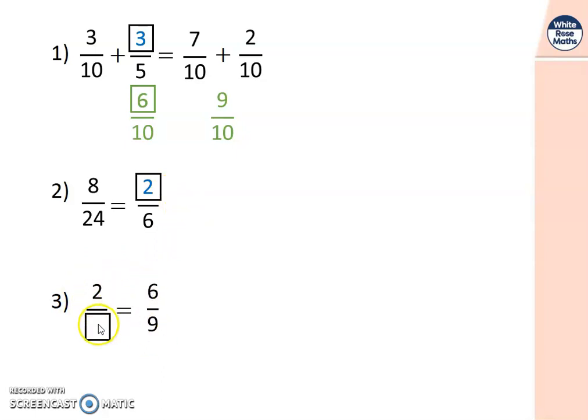Moving on to number 3. 6/9 is equal to 2 over something. What would I do to 6 to get to 2? I divide it by 3. Do the same here. Divide 9 by 3 is 3.